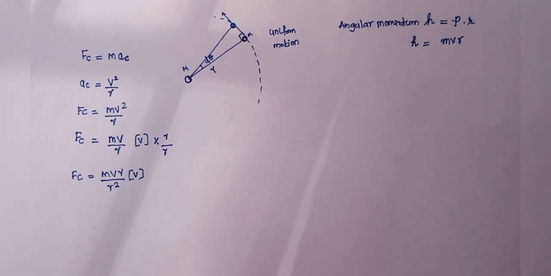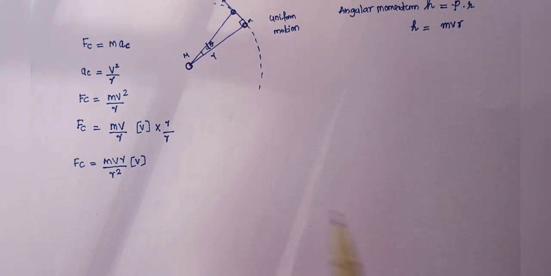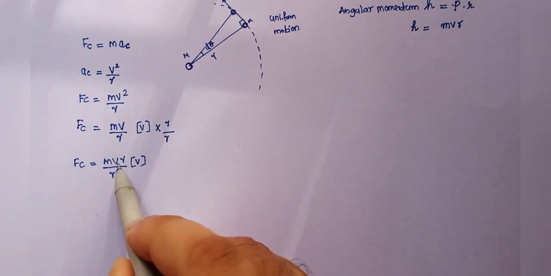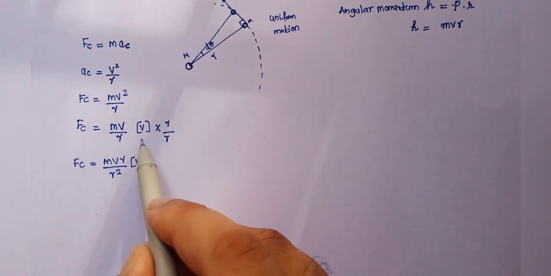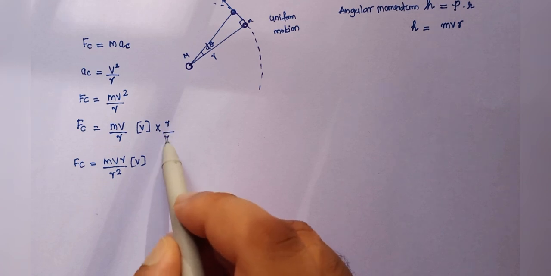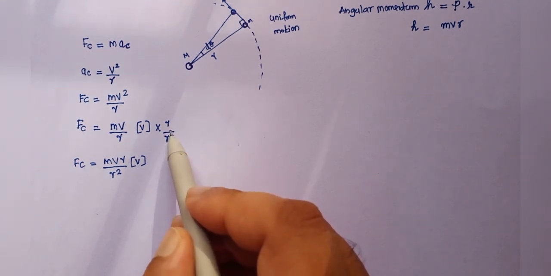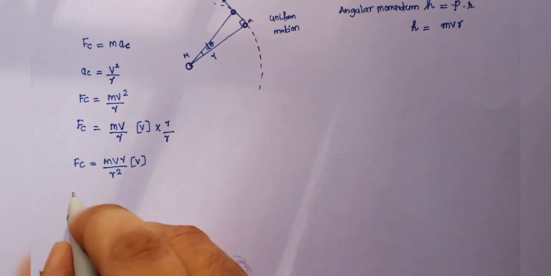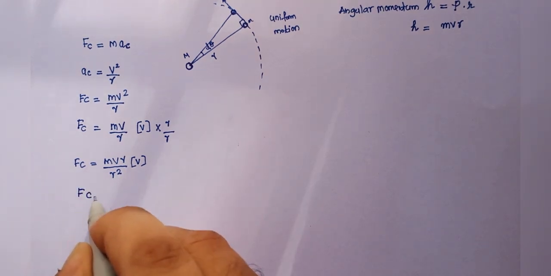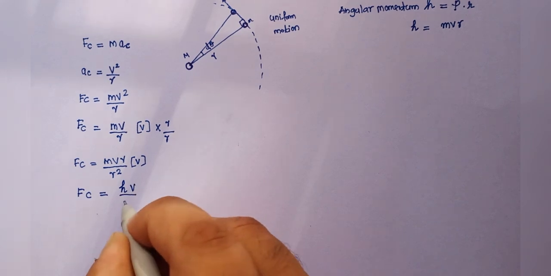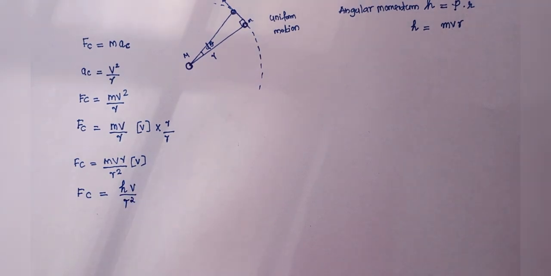Okay, I think this is pretty much clear for you. You have mv here, you have r here, so I have written mv here. We have v here, so I wrote v here. So this is r by r because we multiply and divide by r. So that gives me mv square by r. So Fc is actually equal to h into v divided by r square. I think this is clear. hv divided by r square.